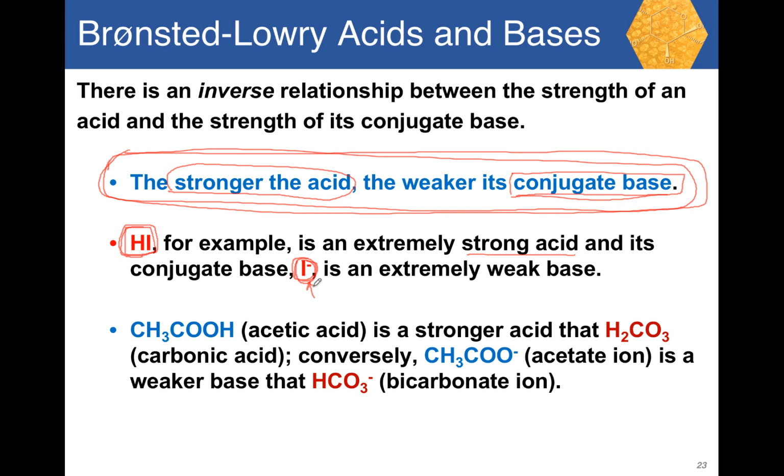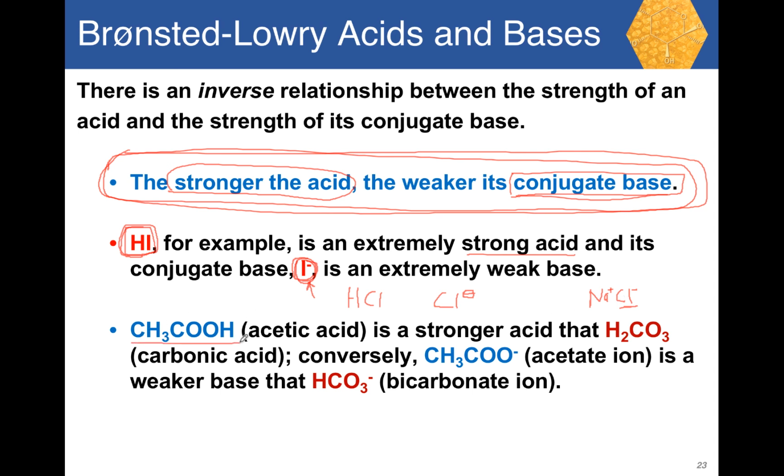Same with HCl. HCl is a very strong acid. So let's put HCl here because that's a very practical example. HCl is a very strong acid, but the conjugate base of HCl is Cl minus. It's a very weak base. Of course we know that because sodium chloride, which is NaCl, is Na plus and Cl minus, we do have NaCl in table salt, and of course we know that's not a very strong base. It's a very weak base.